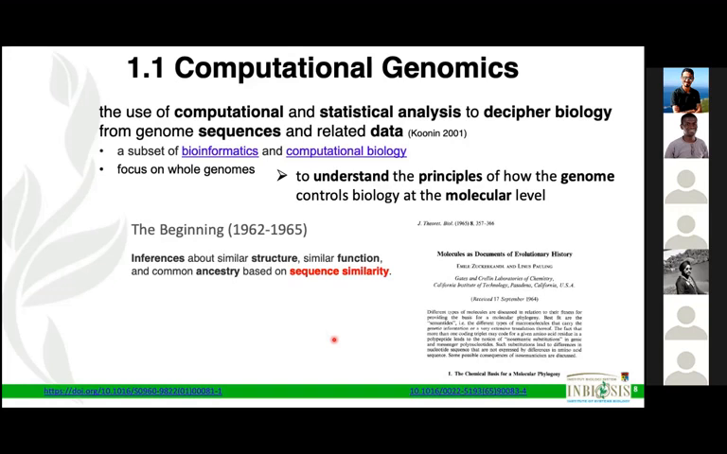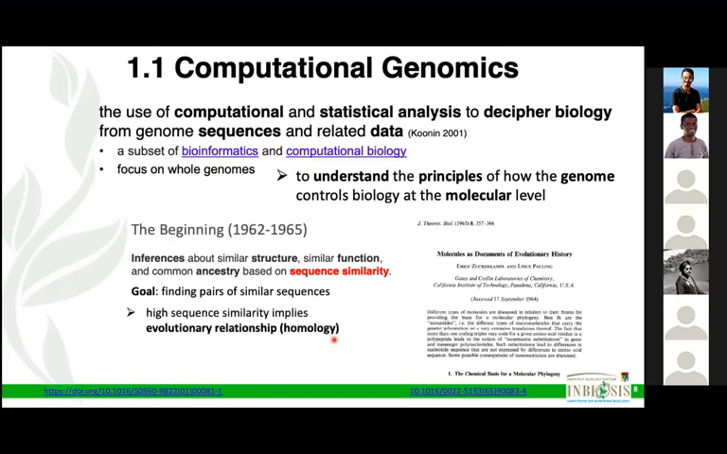So how did it all start? It all started around 1965 with this paper by Linus Pauling, a famous Nobel laureate in chemistry, that made inferences about similar structure, similar function, and common ancestry based on sequence similarity. So basically, this is the foundation of all computational genomics. The goal is to find pairs of similar sequences, just like the famous BLAST on NCBI. So high sequence similarity implies evolutionary relationship, hence homology.